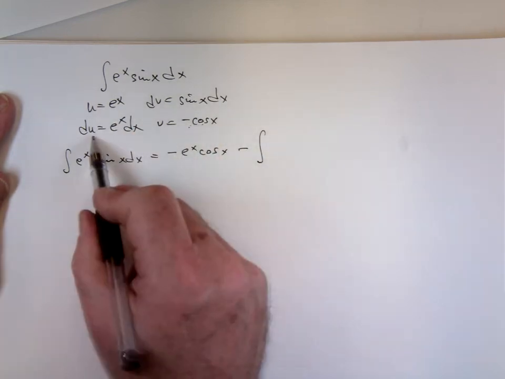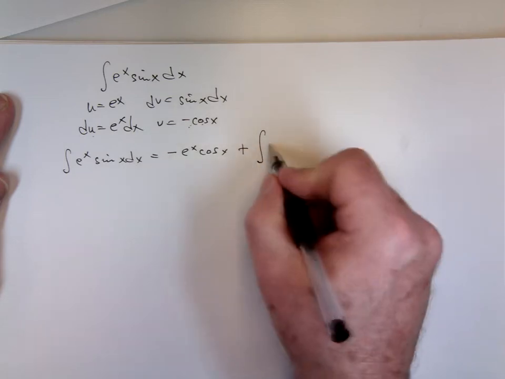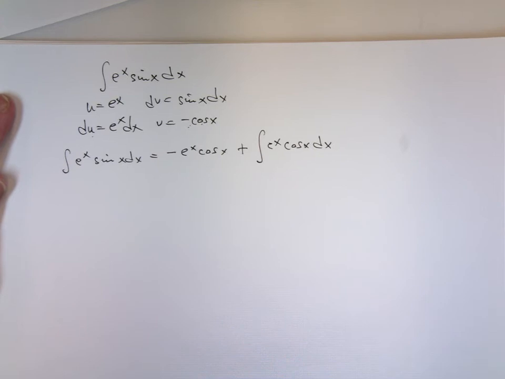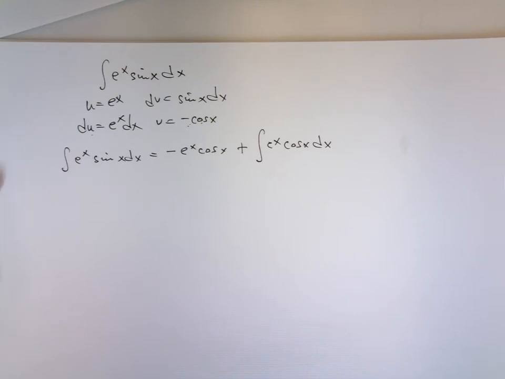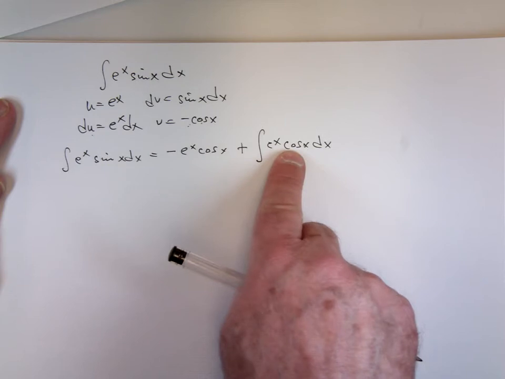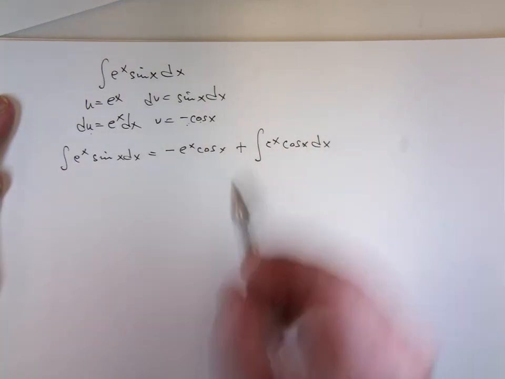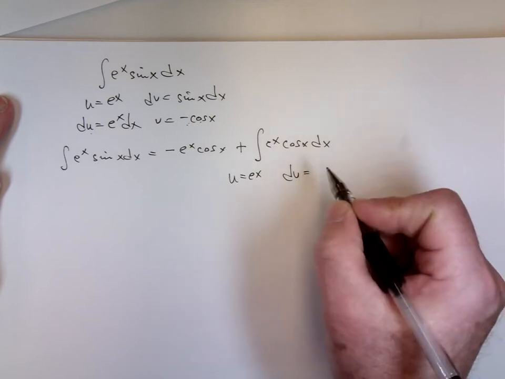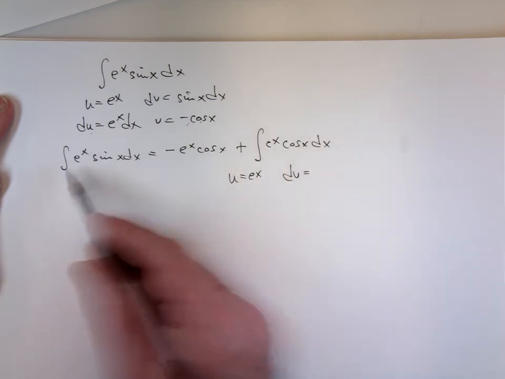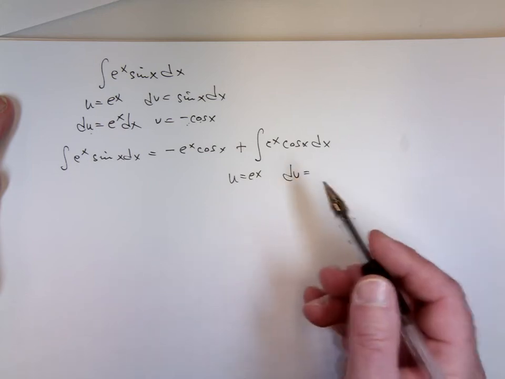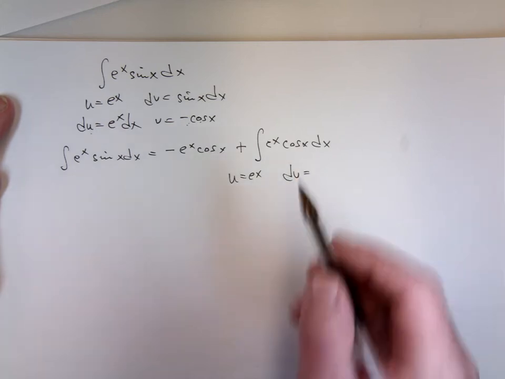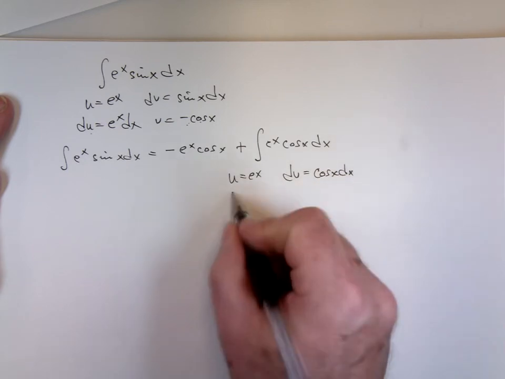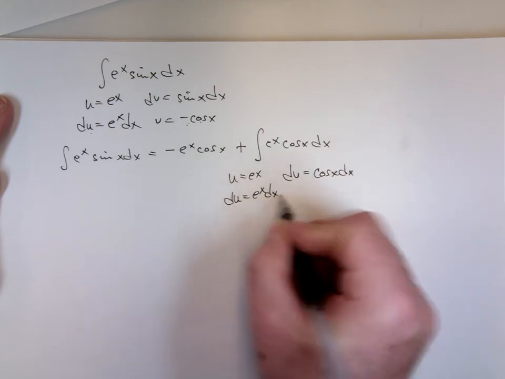Okay, and what we've done is what we did before, we reversed it, we got sine to cosine. Now I've got to do it again. I'm going to let u equal e to the x. Because you still have an integral, and they're different. You haven't finished it. The dv is cosine x dx. The du is e to the x dx. The v, the integral of cosine, is sine x.